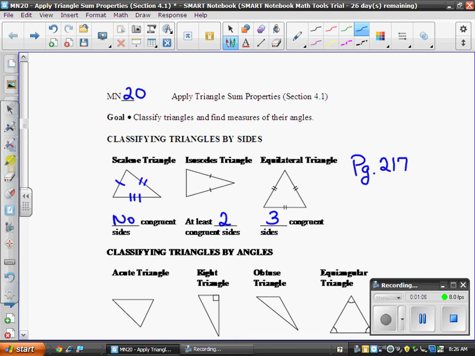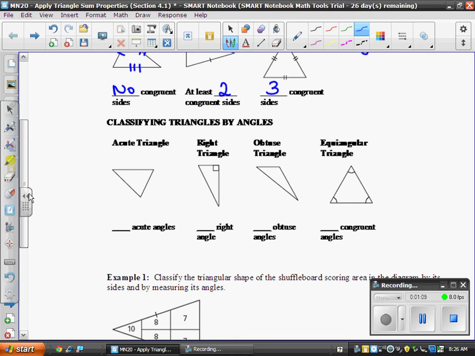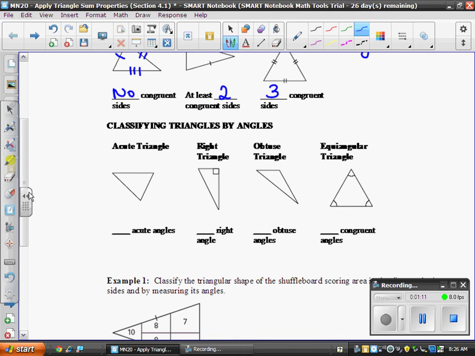If you classify triangles by their angles, you have an acute triangle, which means that you have three acute angles. You have a right triangle, which means that you have one right angle and the other two are acute angles. You have an obtuse triangle. This angle right here is your obtuse angle. The other two are acute, but in an obtuse triangle, as long as you have one obtuse angle, that constitutes an obtuse triangle.